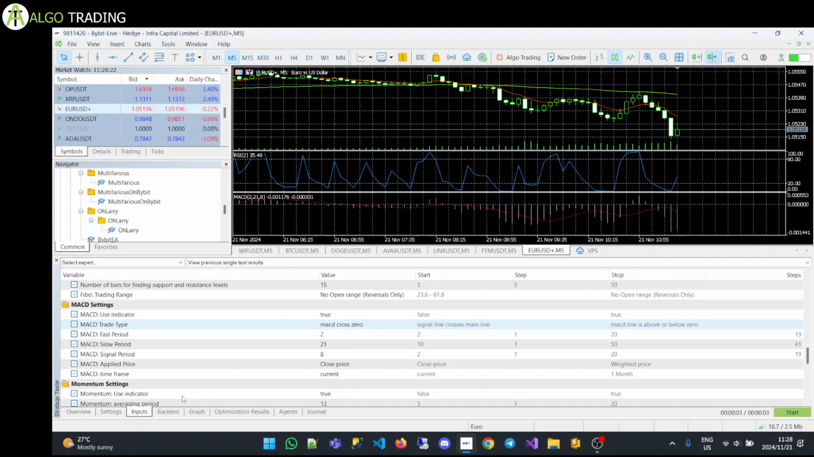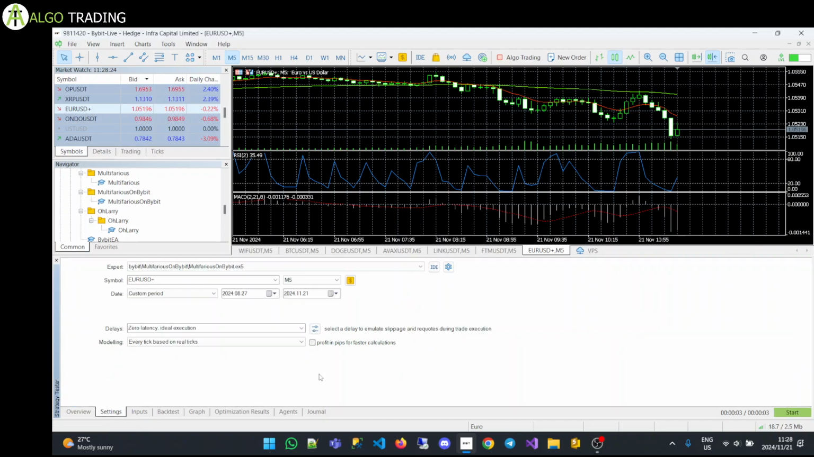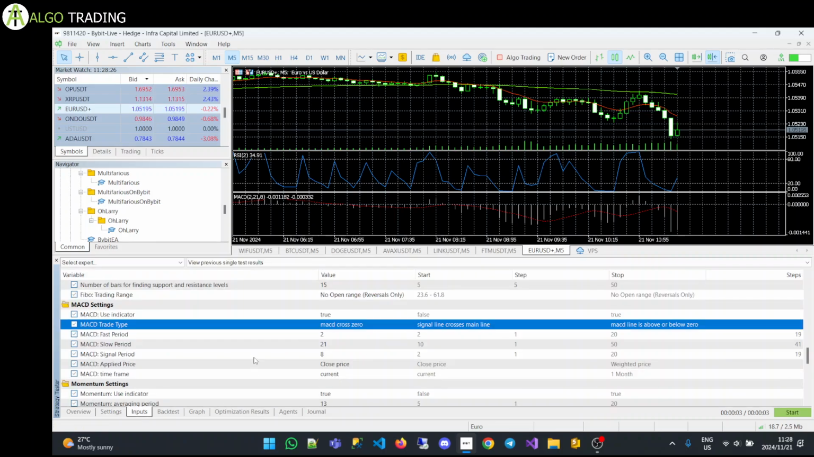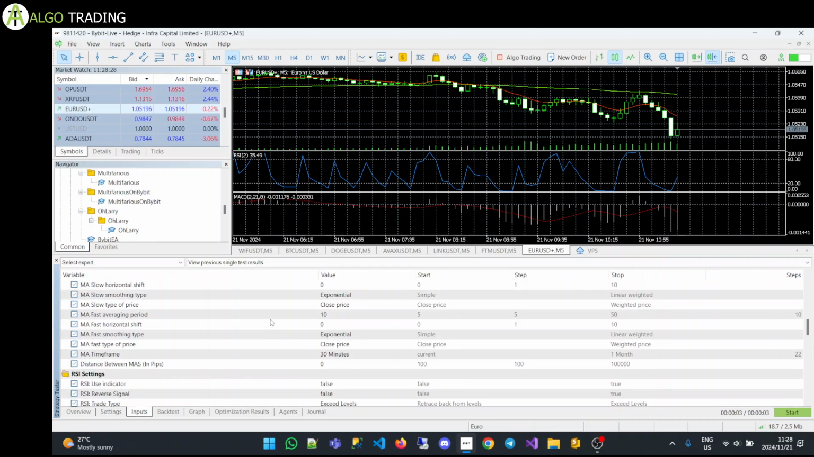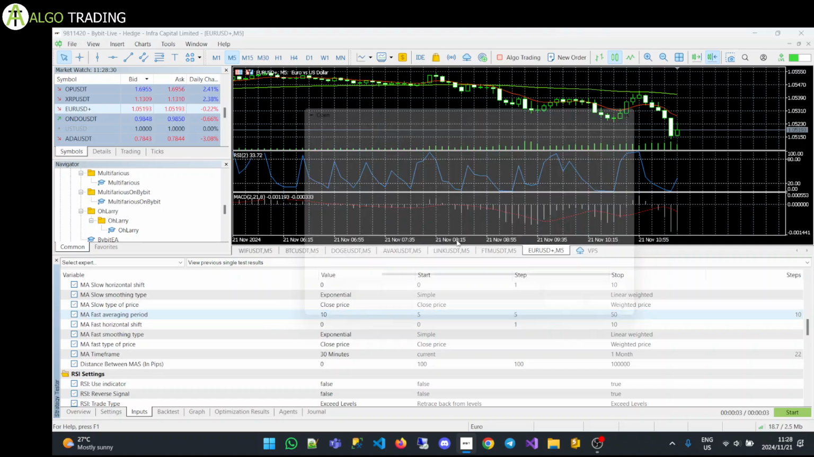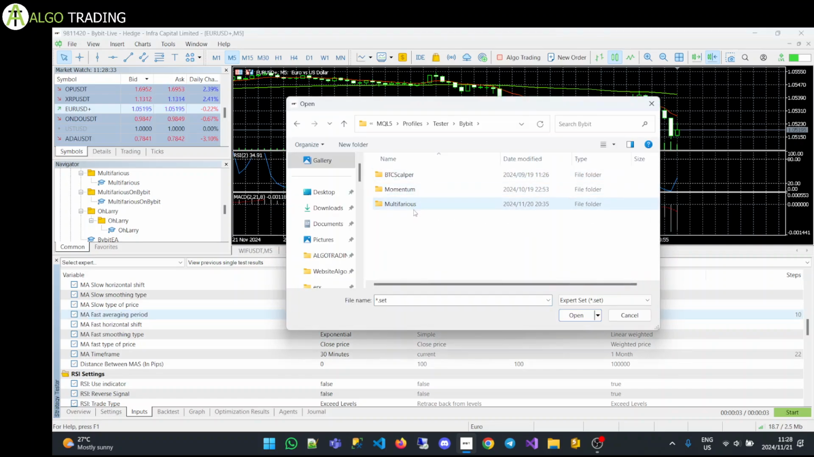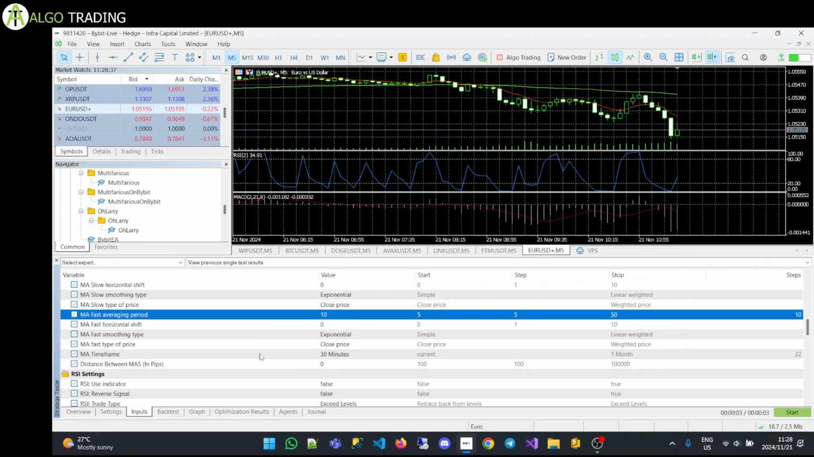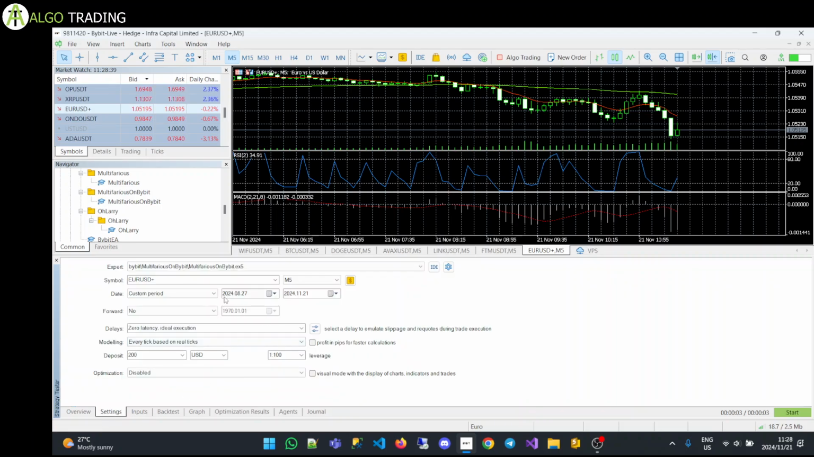Let's run the back test for this one. So I'm going to show you how to do that. We've loaded the set. So you go to inputs, you right click, you say load, go Bybit. You could store your sets wherever you want to. You load the set.